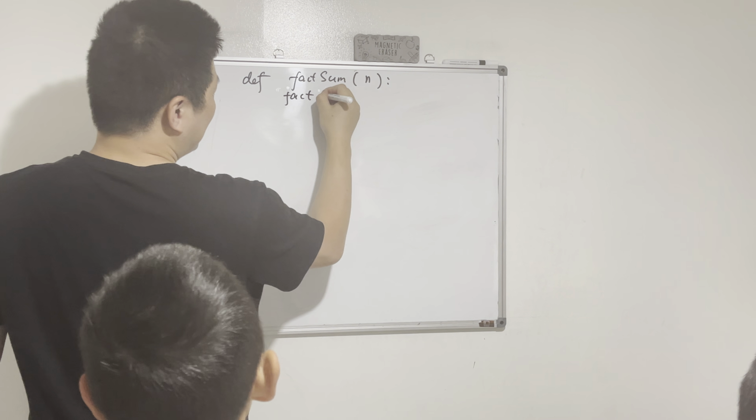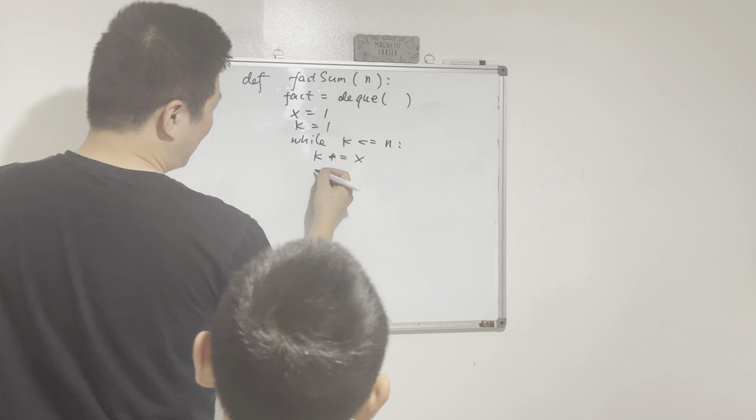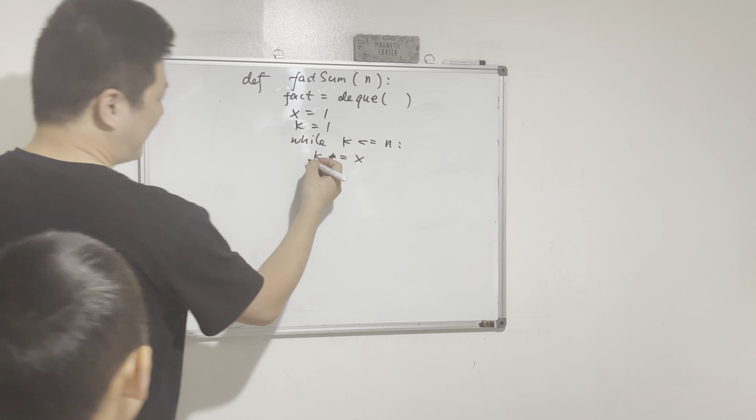Okay, k equals 1, while k is smaller than or equal to n. What do we do now? Well, k times equals x. And what should we do now with k? K is the factorial. And what do we want to do with k?